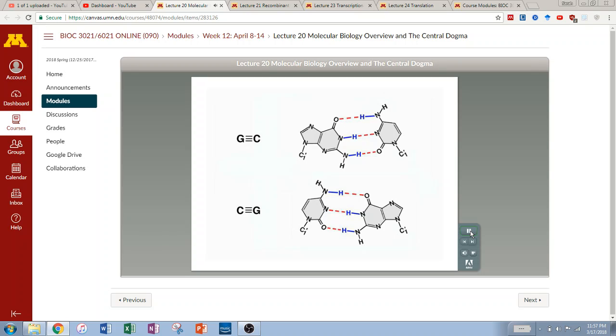Traditionally, this has been taken to reflect the greater number of bonds in the GC pair. However, recent data suggests that other factors may play a role in the collective affinity of these base pairs. In any case, it would take more energy to separate two strands of DNA from a polymer with GC bonds than it would to separate strands from a similar AT polymer.